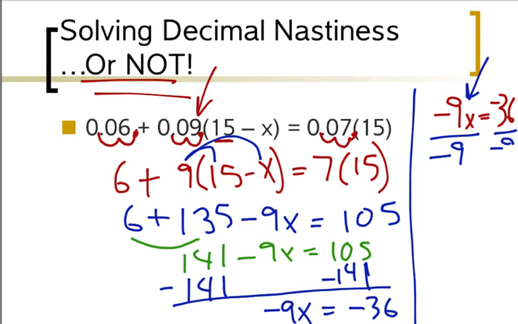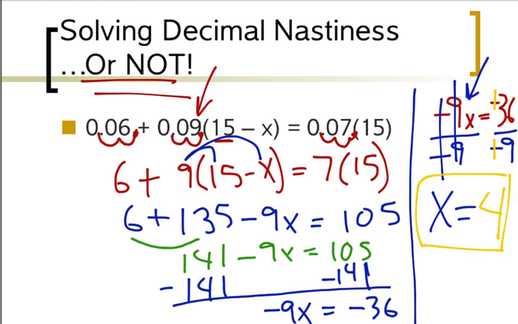So dividing by negative 9 on both sides, the 9's will cancel, and the negative signs cancel, and I'm left with x equals negative 36 divided by negative 9. The negative signs cancel, so it'll be positive 36 divided by 9 is 4. So x equals 4 is your final solution. So even though the problem looked really bad with the decimals at the beginning, it turns out to be not so bad in the end.